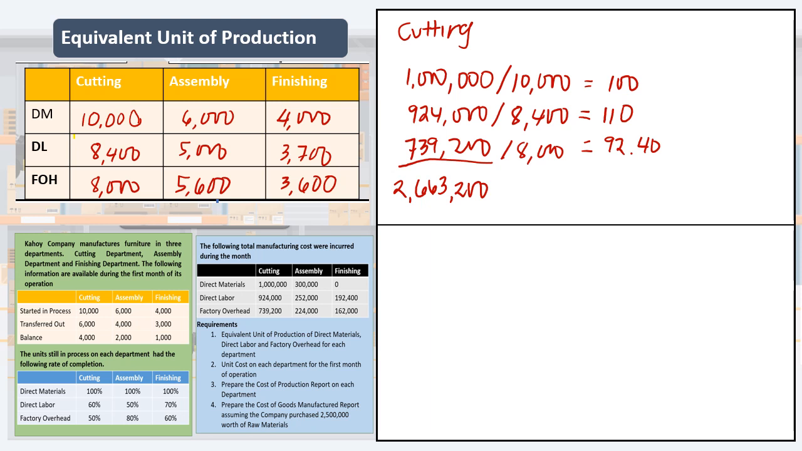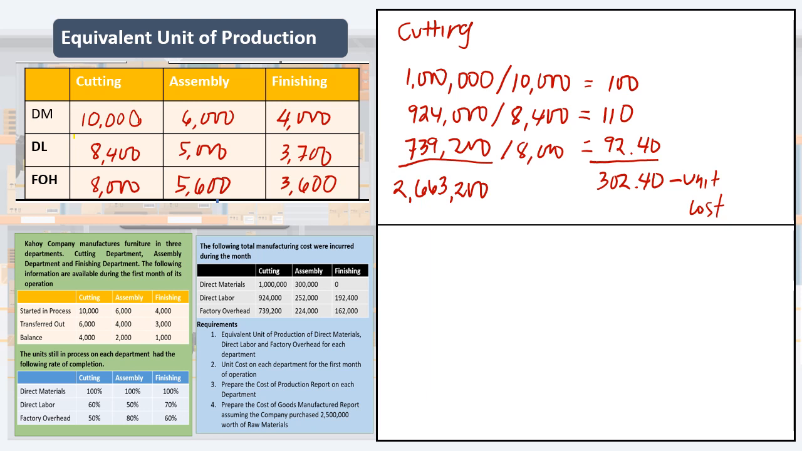Okay? So, since the unit cost of our manufacturing cost is complete, all we need to do is add them all. So, we have 100 plus 110 plus 92.40. That will be 302 pesos and 40 cents. So, therefore, this 302.40 will be our unit cost. That's how simple the computation of unit cost is. We just take the manufacturing cost or total cost divided by equivalent unit of production.